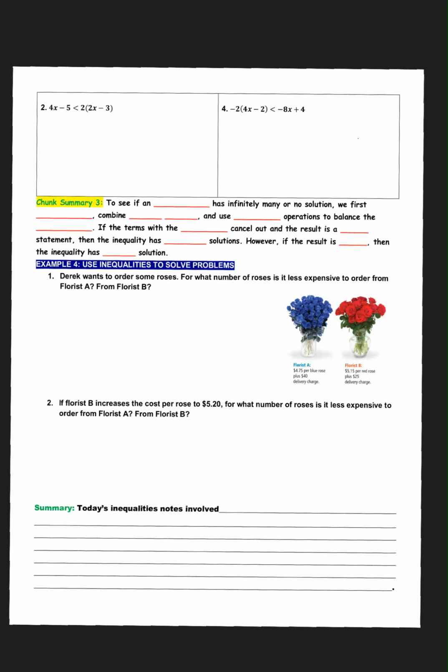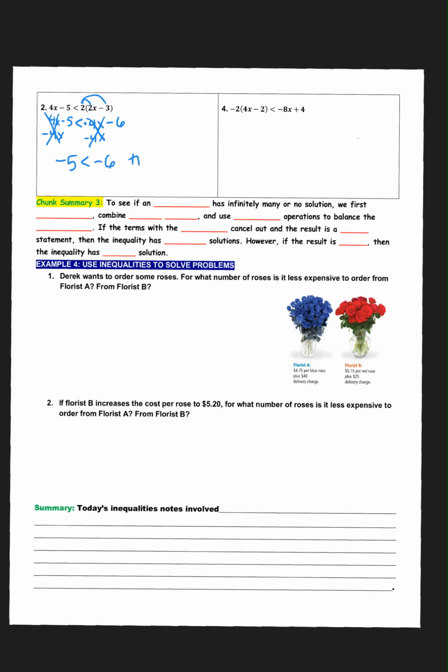Okay, now we're on the back. Let's check and see if this number 2 has infinitely many solutions or no solution. So I end up with 4x minus 5 on the left, and then I see the distributive property on the right. So 2 times 2x, which is 4x, and then 2 times negative 3, which is negative 6. Then I always like to move the variables onto the left. I see that this 4x is positive, so the opposite is negative, so I'm going to subtract 4x on either side, and my 4x's cancel out, and I'm left with negative 5 is less than negative 6.